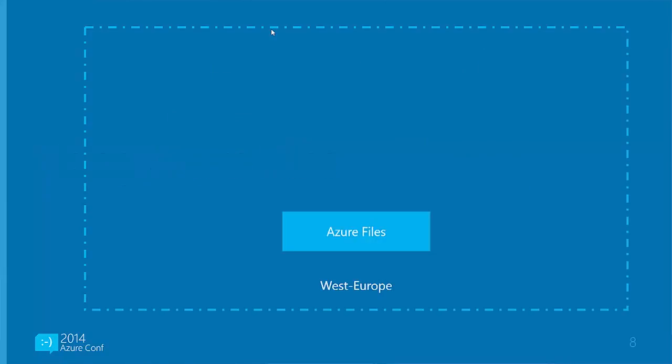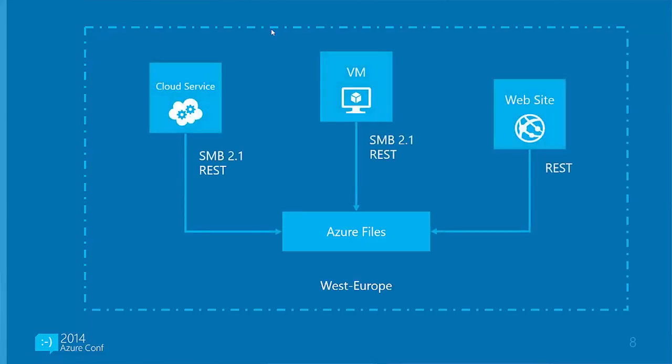So let's see how you can use Azure Files. Let's say you create a new storage account in the West Europe region. In that case, the Azure Files endpoint will also be active for that storage account. And you can connect to it from a cloud service, from a virtual machine, and from an Azure website. Now, cloud services and virtual machines today allow you to interact with Azure Files using the REST API, just like you would do with blobs, for example. But on top of that, you can also use the SMB 2.1 endpoint.